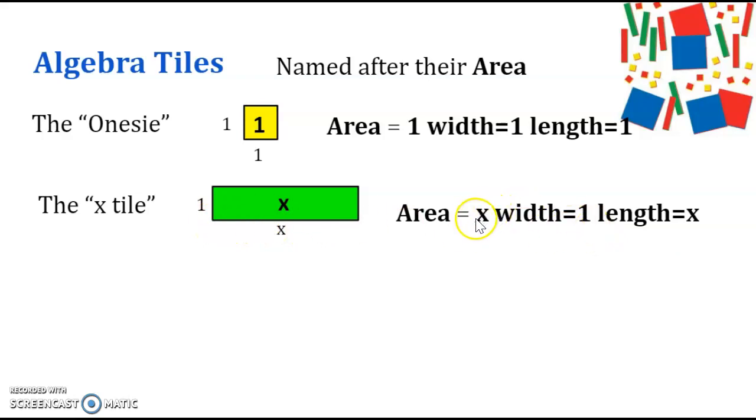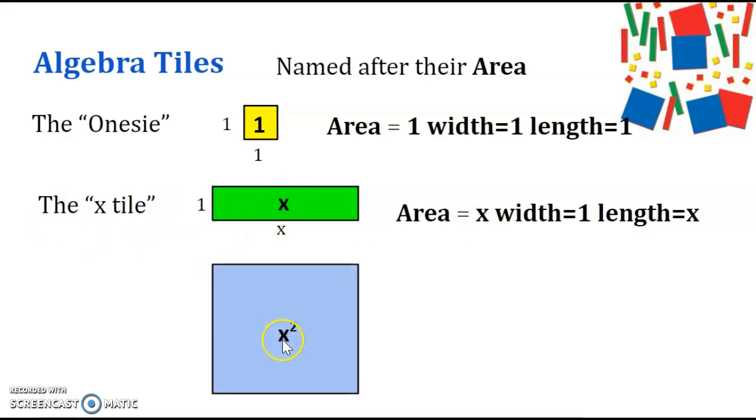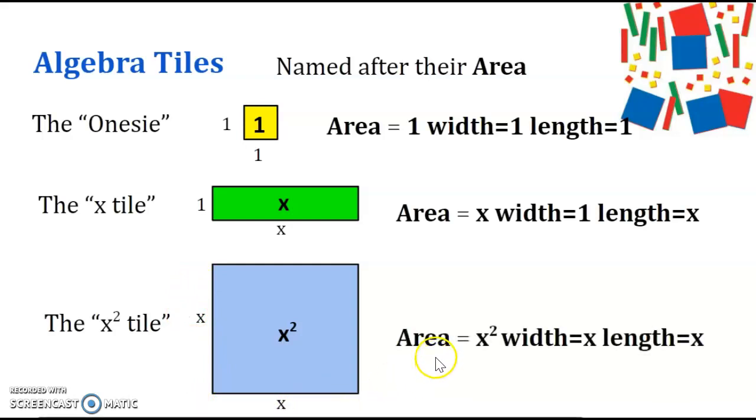So width is 1 and length is x, so area is x. So we call this the x tile because the area is x. And then finally we call this the x squared tile. Why? Because the width is x and the length is also x. So area is x times x, which is x squared. So we call this the x squared tile.